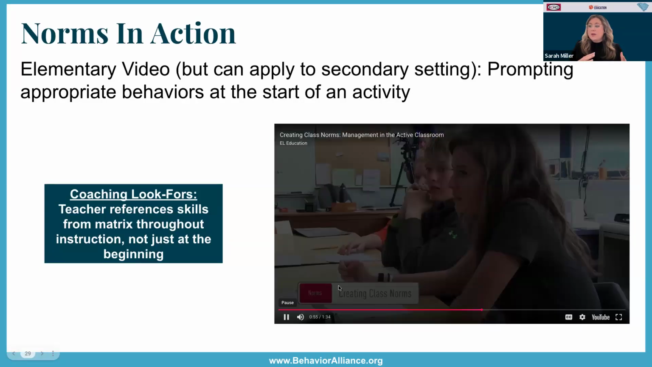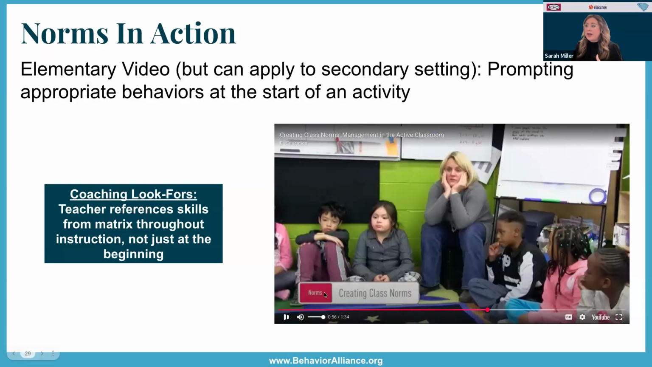This again is an elementary setting, but it can apply to secondary. This is about prompting those appropriate behaviors at the start of an activity. And if you were coaching, you would be looking for the teacher referencing those skills throughout instruction, not just at the beginning. Thank you, Karen.